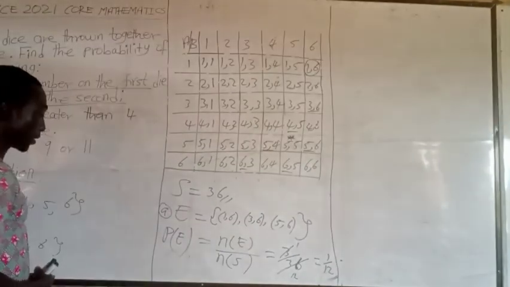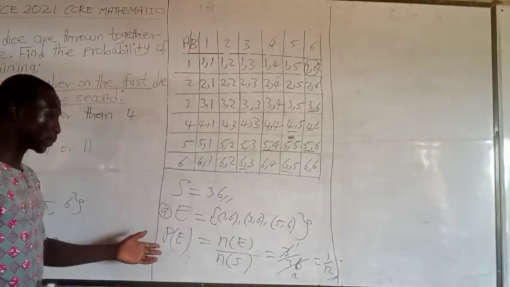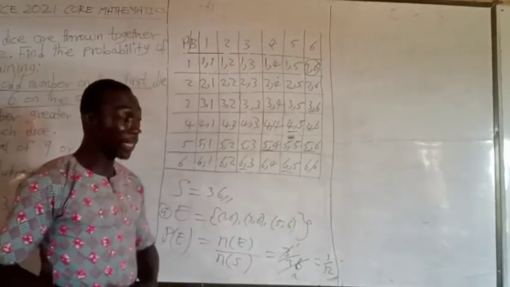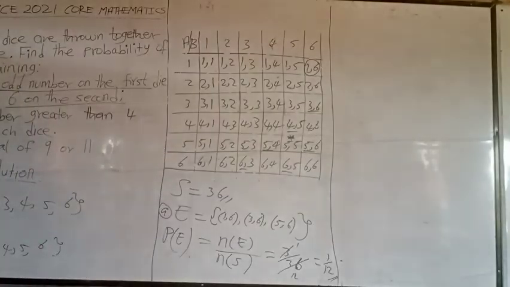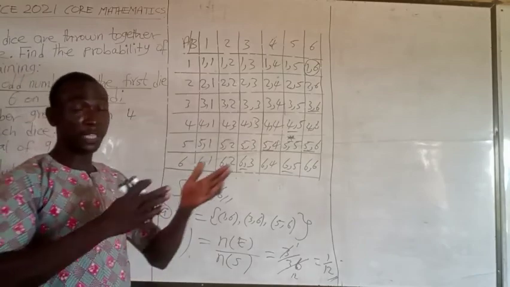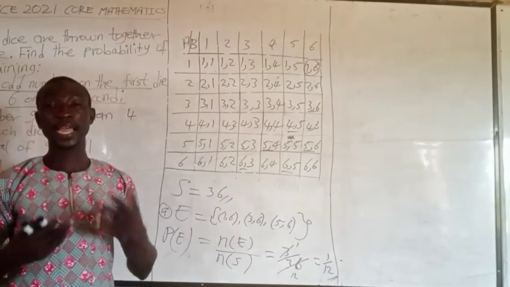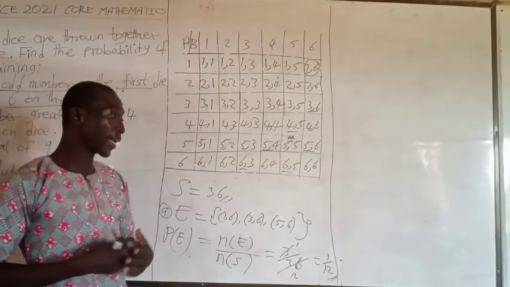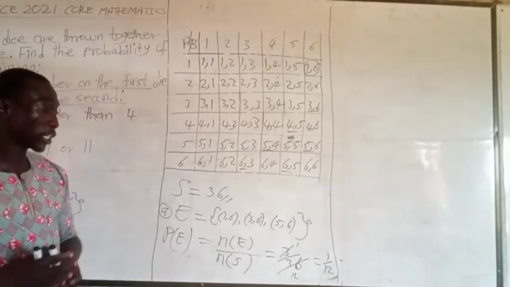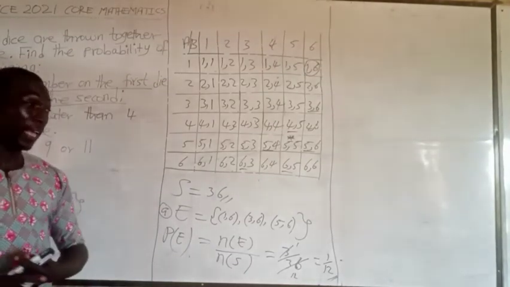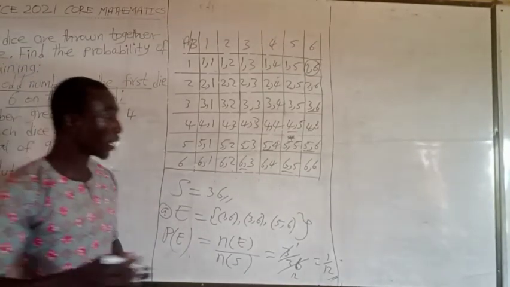So we are done with the A aspect. We are moving to B, and B is saying that we should find the probability of obtaining a number greater than 4 on each of the dice. It means that on the first die you obtain a result greater than 4, and on the second you also obtain a result greater than 4. So let's look at what the events are that are likely to occur.